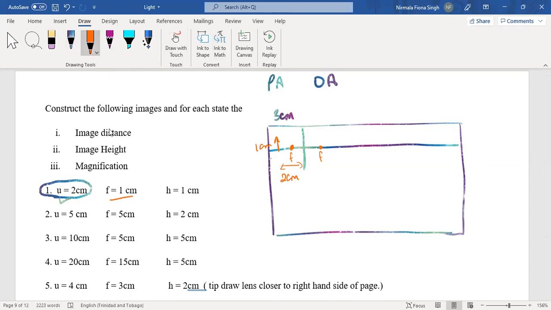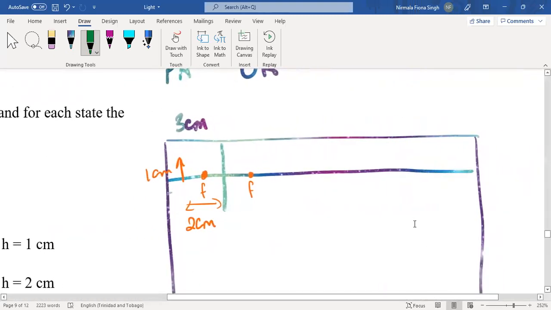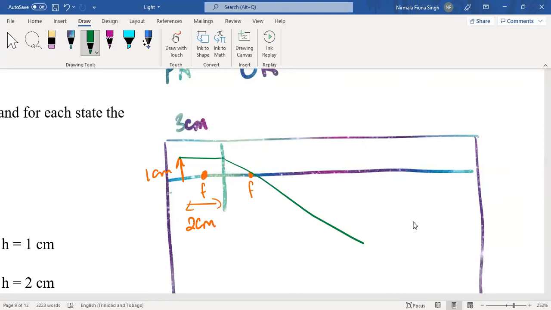What are the lines we have to draw? Let's go through that again. We have 2 lines to draw. First, we draw a line from the very top of our object, parallel to our principal axis until we meet the lens. Once it meets the lens, at the very middle of the line for the lens, we take that line and pass it through our principal focus. That's our first line.